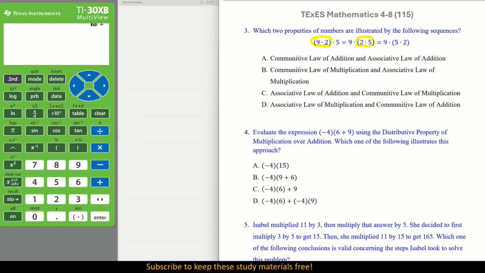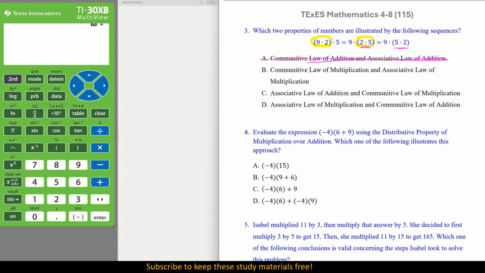Okay. Now, if we compare the middle expression to the last expression, yes, we still have associativity, but within the parentheses, we have the commutative situation, which means the numbers switch places, okay? And everything involved is multiplication. So that tells me option A, where it talks about the commutative law of addition, will not be an option.